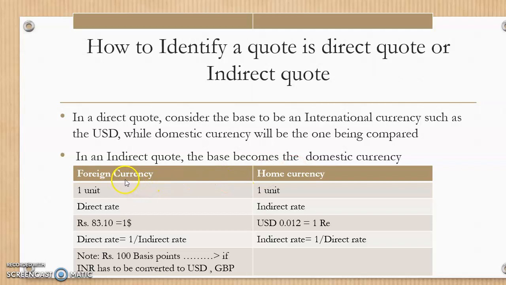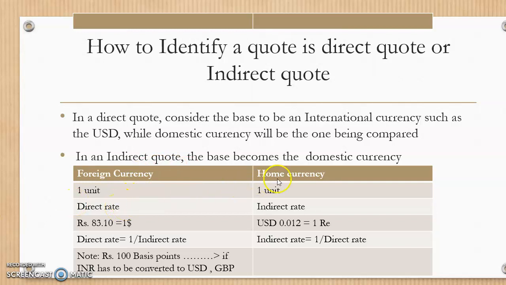Now let's take an example, and I've put that in a tablet presentation for us to understand it better. When I say $1 is equal to 83.10, this is one unit of your foreign currency expressed in terms of a home currency, which is a direct rate. Yes, this is the direct rate. So therefore it is a direct quote.